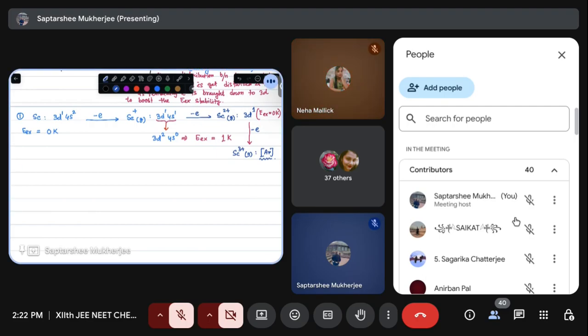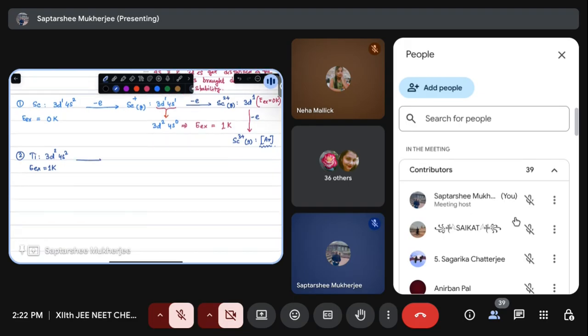Now similarly, we will keep on doing the same process up to zinc. Let us see what happens. So now it is titanium. What is supposed to happen in titanium? 3d2, 4s2. What is the exchange energy, everyone? 1K, right? With respect to 3d electrons, it is 1K. Can everyone follow that?